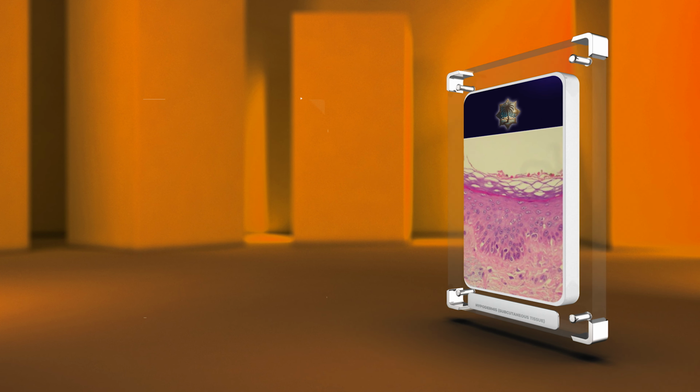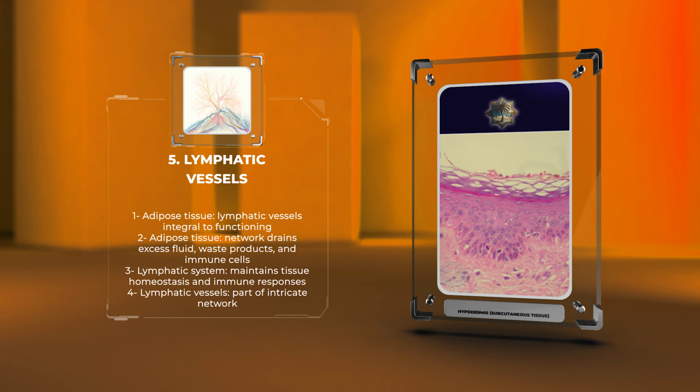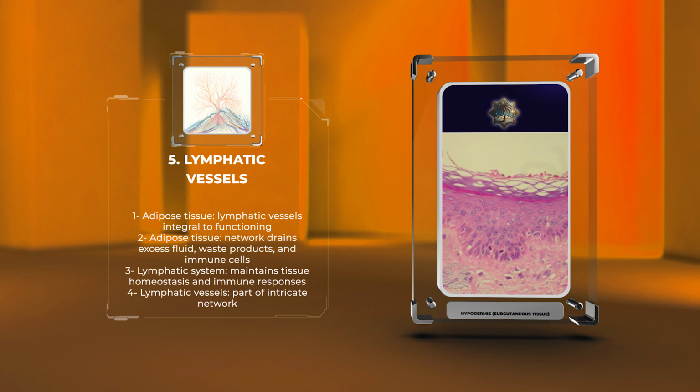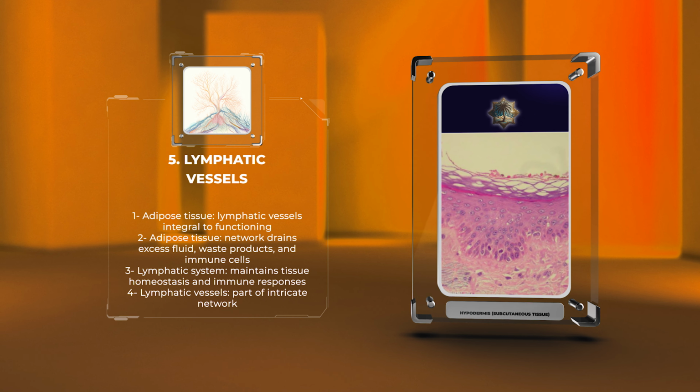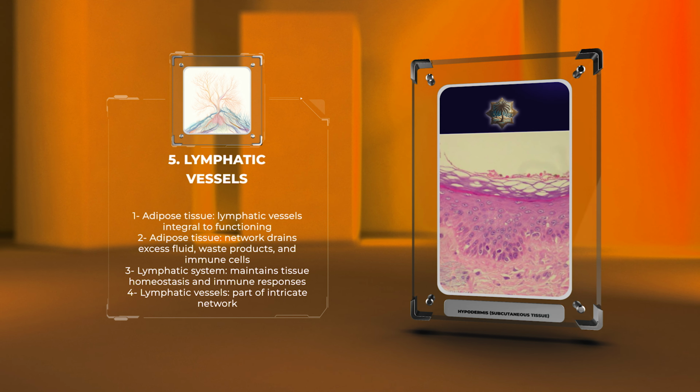Alongside blood vessels, lymphatic vessels are integral to the functioning of adipose tissue. These vessels form an intricate network that drains excess fluid, waste products, and immune cells from the tissue. The lymphatic system, encompassing lymphatic vessels and lymph nodes, plays a crucial role in maintaining tissue homeostasis and immune responses within adipose tissue.